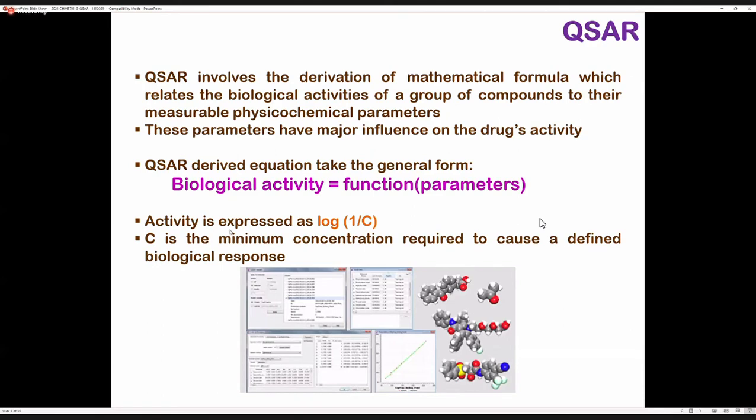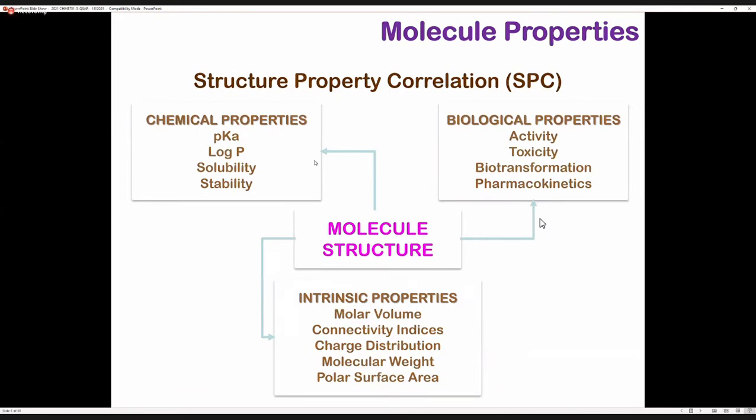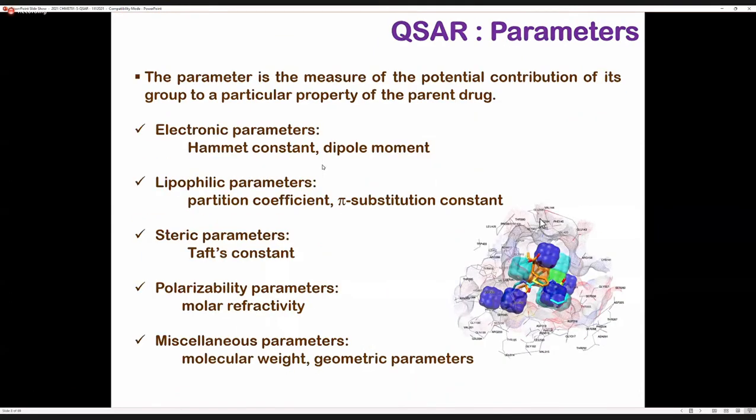So activity is expressed as log 1/C, right? So basically C is the minimum dose, right? The minimum concentration required to cause a defined biological response, meaning some kind of dose, so activity is usually expressed as log 1/C. It goes straight to here. Okay.